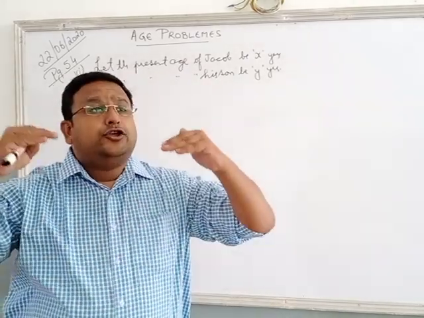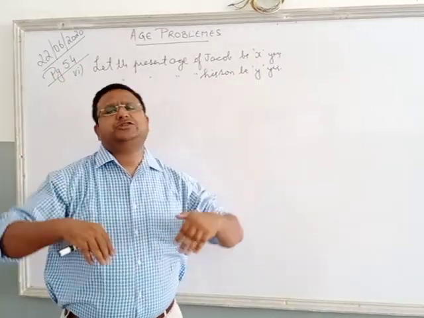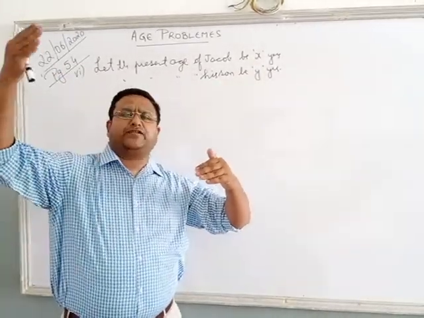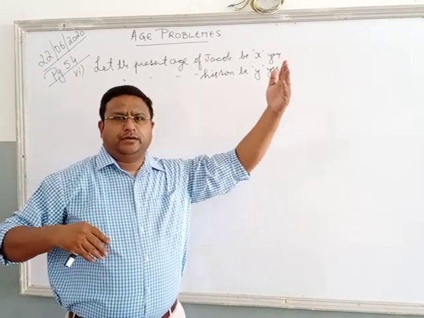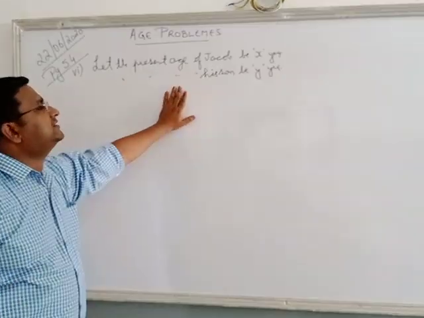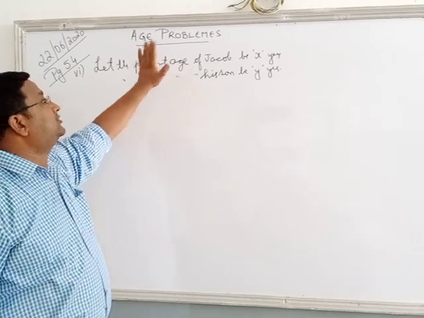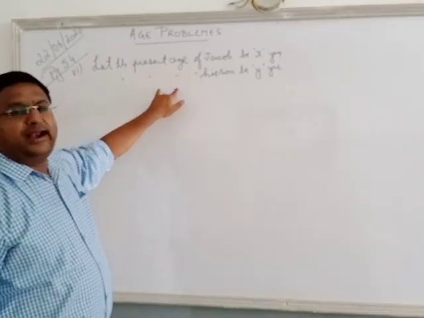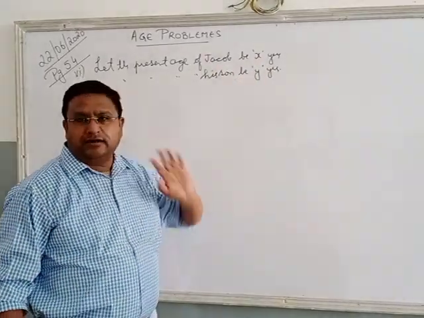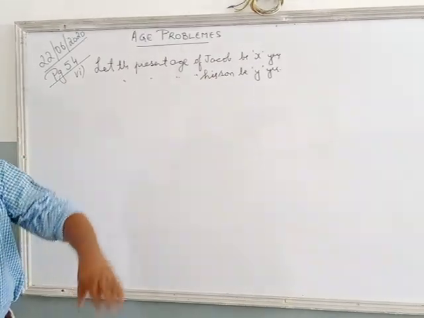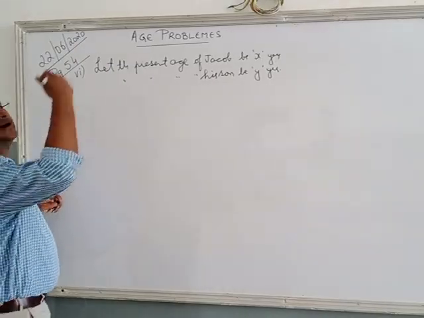After 5 years, your ages will increase. By how much? By 5. Your father's age will be plus 5, your age will be plus 5. Right? The same thing is here. First and foremost thing that you have to do in age questions, present age. Let the present ages be X and Y. Now what does it say? 5 years hence. Hence means after.